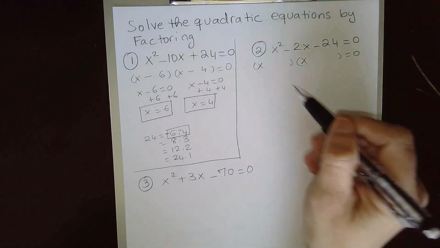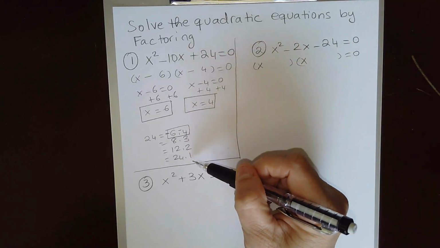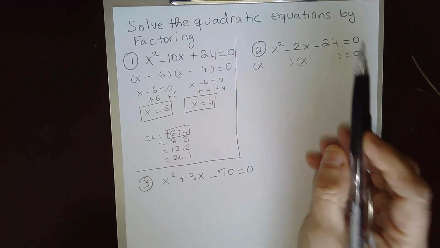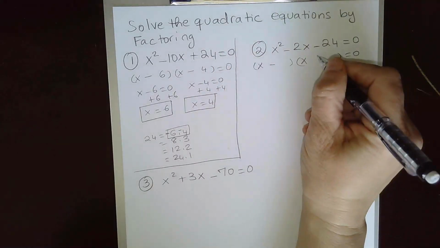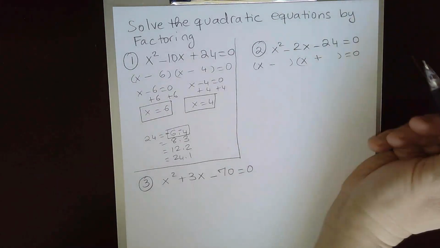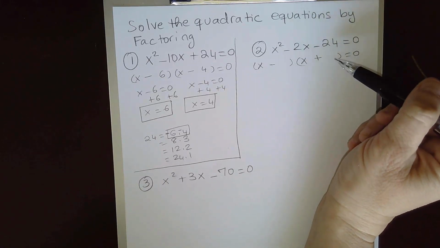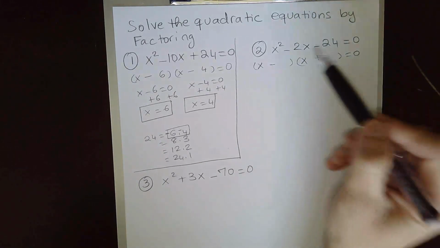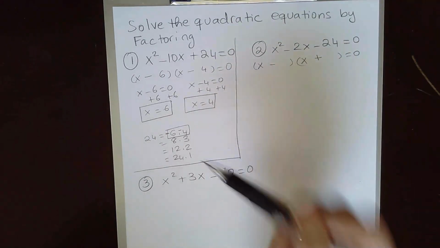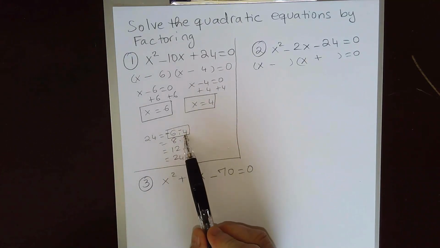Well, you don't have to do them here. I already found those, the product, right? 24. But since the product is negative, one of them must be negative and one of them must be positive, because that would give me a negative product. So you are looking now at two numbers that have a difference of 2. Okay? So which two numbers have a difference of 2? It cannot be this or this or this. 6 and 4 are the only ones.